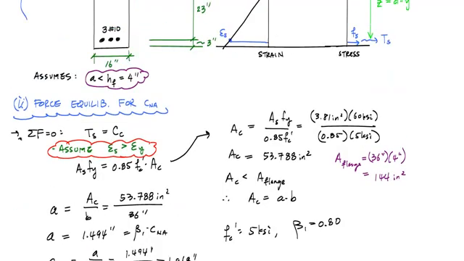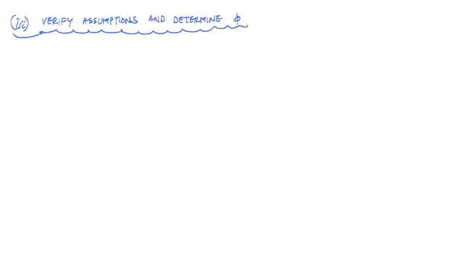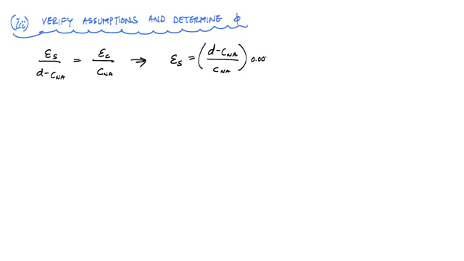strain profile. To calculate the strain right here, this distance is d minus c_NA. And by using similar triangles, I can come up with a relationship for the strain here as a function of the geometry and the strain in compression. That relationship is epsilon_s over d minus c_NA equals epsilon_c over c_NA. So epsilon_s is d minus c_NA over c_NA times 0.003.